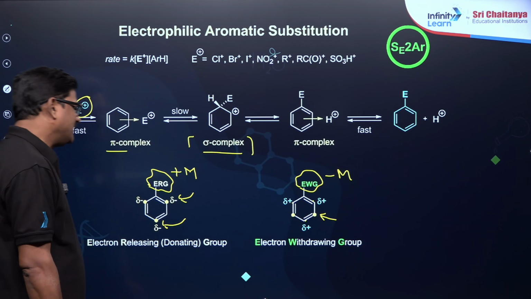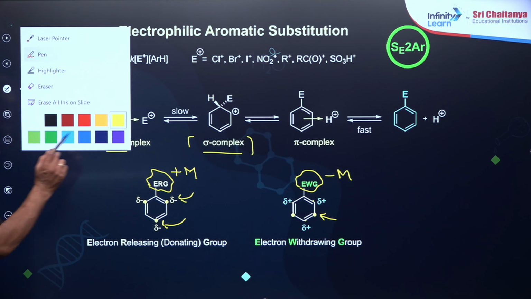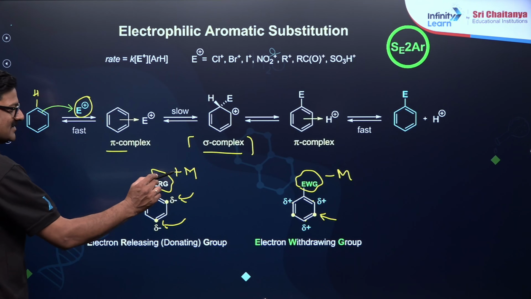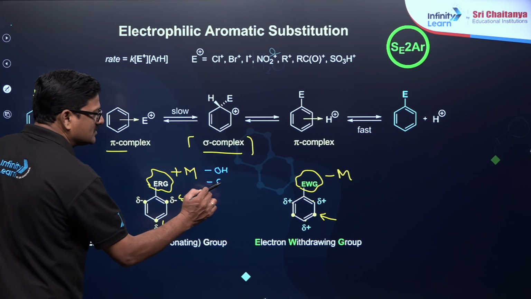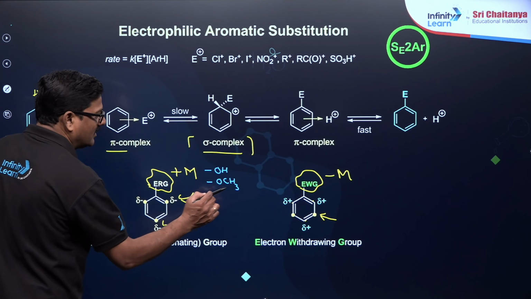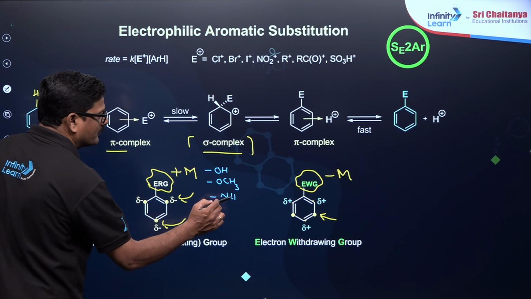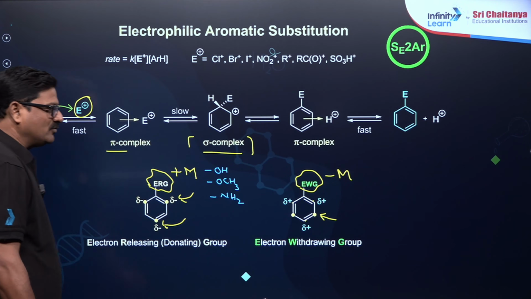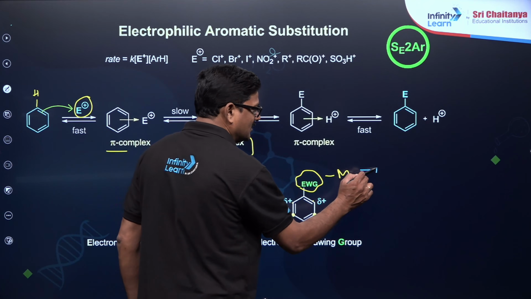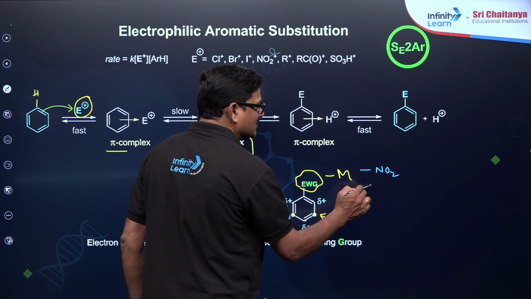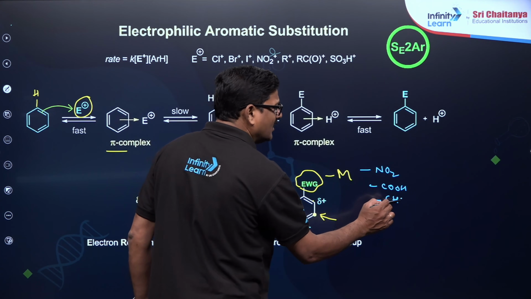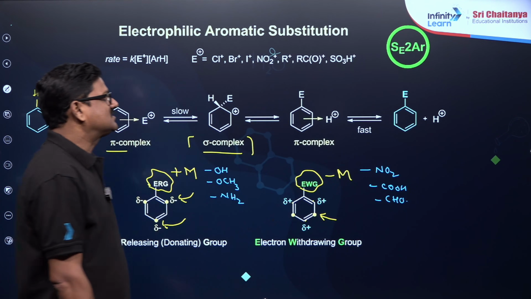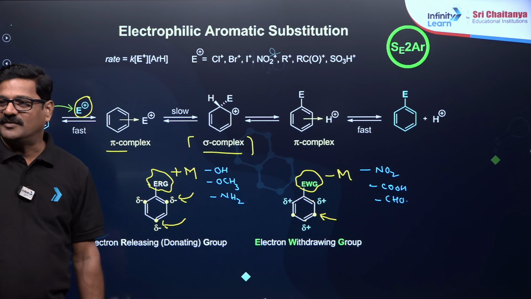I can give examples for positive mesomeric effect: OH, OCH3 and NH2. And for negative mesomeric effect: NO2, COOH, CHO, anything. So this simple thing can give you many reactions.